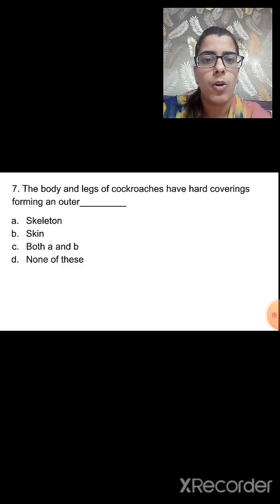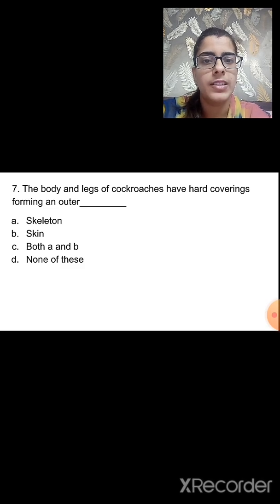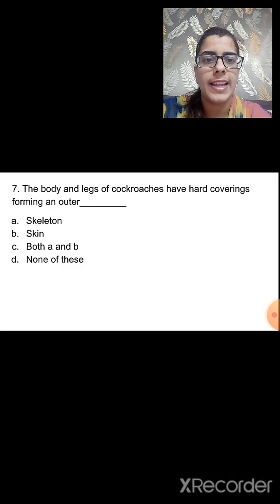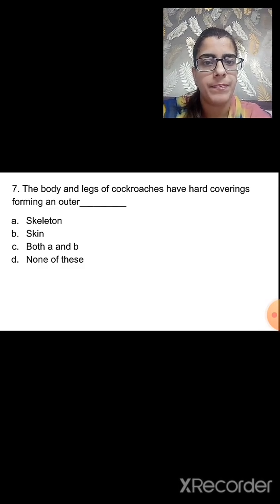Seventh, the body and the legs of cockroaches have hard coverings forming an outer dash. So, the body and the legs of cockroaches have hard coverings and they form the outer. Options are A. Skeleton, B. Skin, C. Both A and B, and D. None of these. So, the body and the legs of cockroaches have hard outer coverings which form a skeleton. Correct option is A. The hard outer covering forms an outer skeleton.